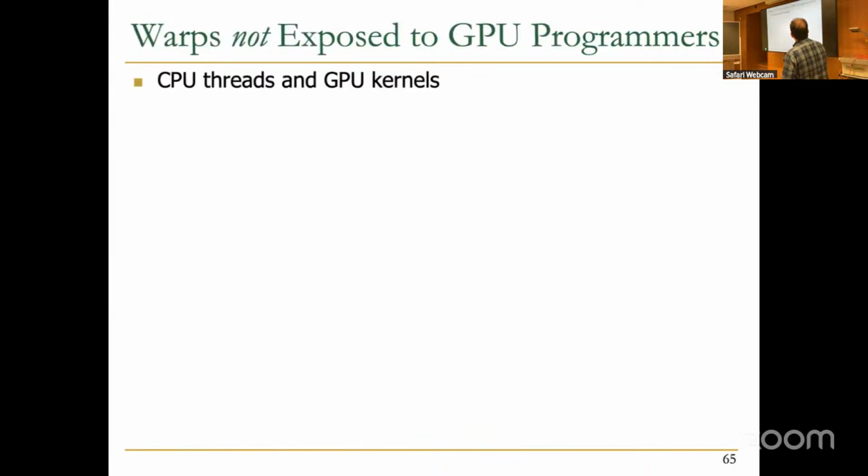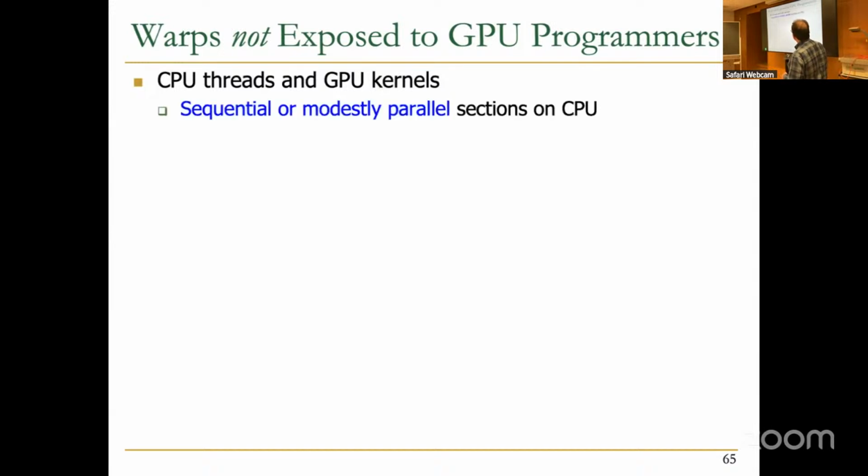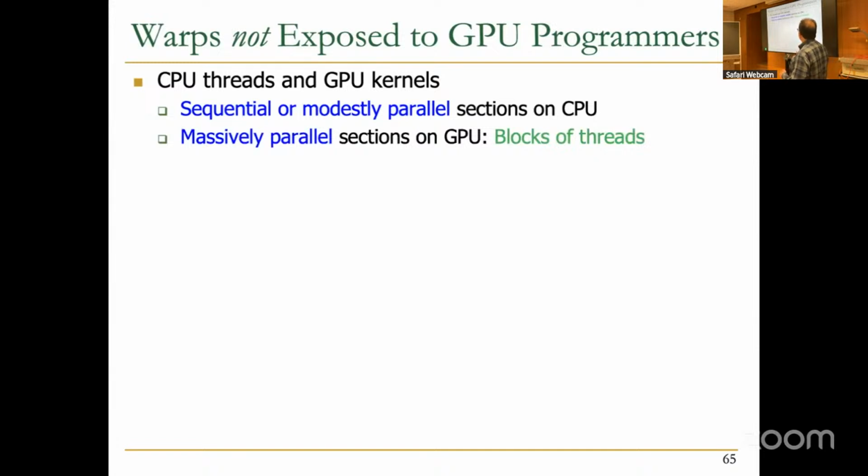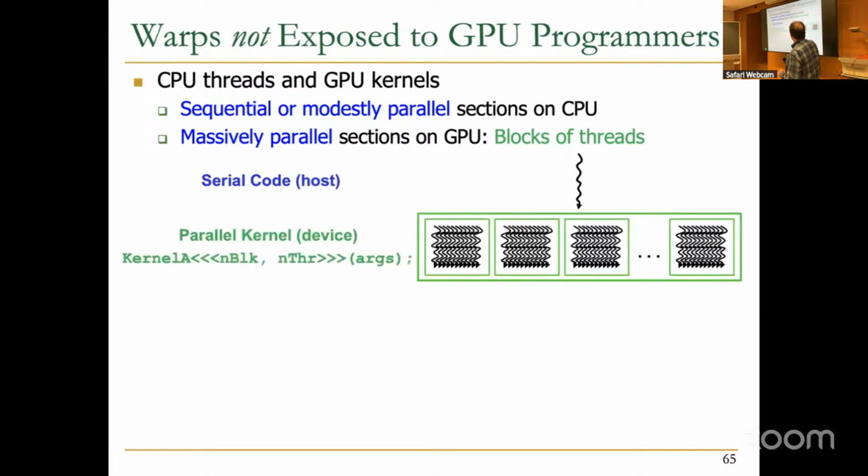Okay. So warps, as I said, are not exposed to the GPU programmer. When you want to run a GPU program, you actually have a mixture of CPU threads and GPU kernels. The parts of your program that are sequential or modestly parallel, you write for the CPU, and the massively parallel sections go on the GPU, as blocks of threads. For example, here you can have serial code that runs on a CPU host, and then a parallel kernel on the device. This is the notation for NVIDIA CUDA.